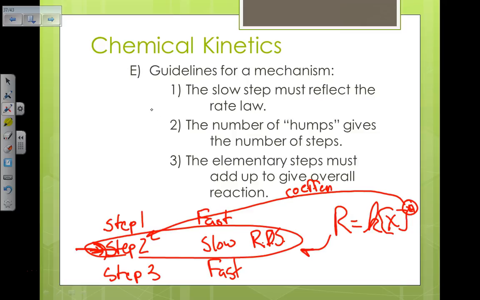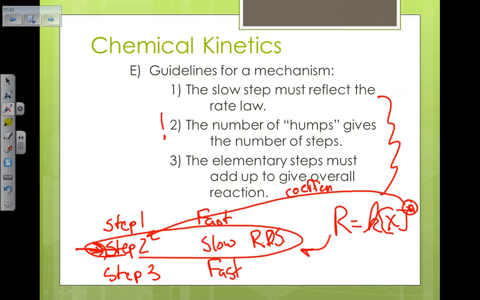Like I emphasized, what we just went over, the number of humps in a reaction coordinate shows how many steps there are. So if there's 4 humps, there has to be 4 steps. And the last one, which seems a little obvious, but I will still say it, is that all of those elementary steps have to add up to give the total reaction. That's a simple check, but it's something that people forget to do. So as long as it fits these 3 criteria, the mechanism is valid.